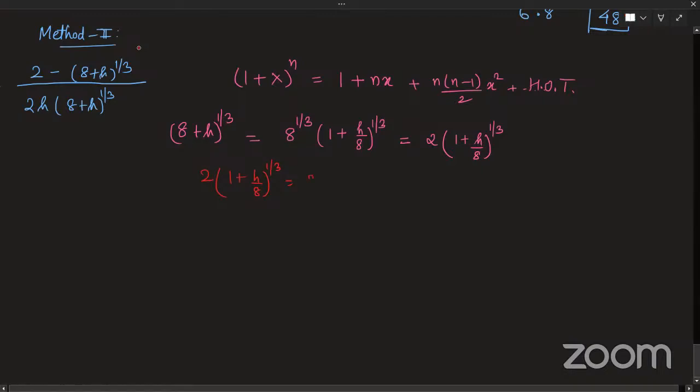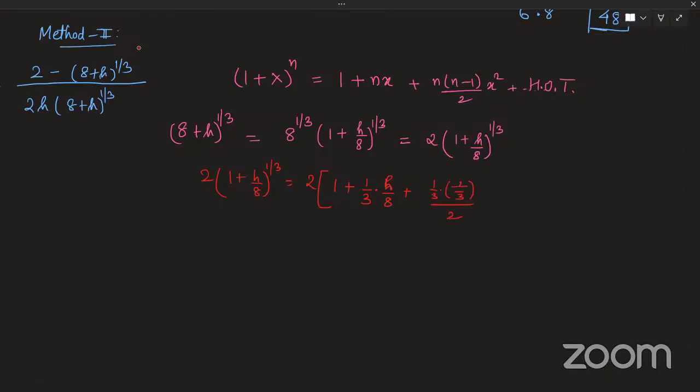So 2 into 1 plus n, so n is 1 by 3, into x, x is h by 8, plus n into n minus 1 by 2 into h square by 64 and higher order terms. Actually, I don't need this term, but still I'll be calculating it. I actually did not need this value. I'll tell you why. So now just opening this up.